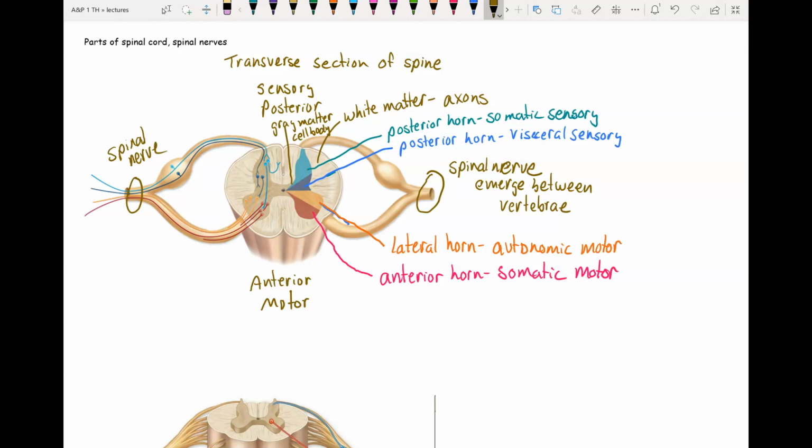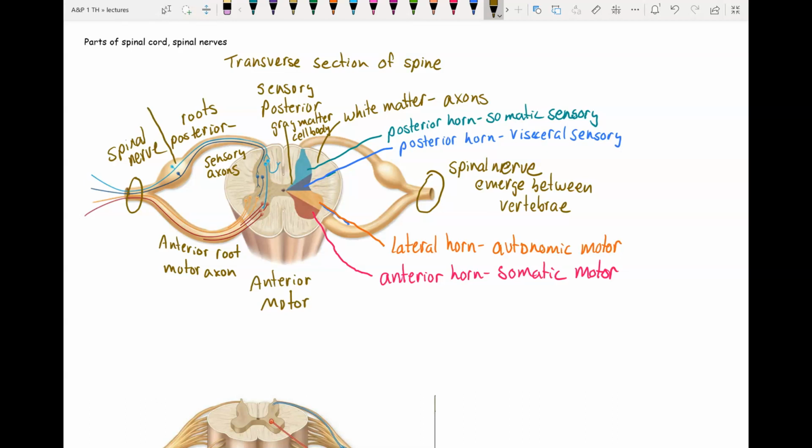Then we have roots that connect the spinal cord to the spinal nerve. So these are your roots. You have a posterior root. This has sensory axons. Here is the anterior root. And it has motor axons. So you can just see the color coding here. You have the blue and teal in the posterior, and you have the red and orange in the anterior.